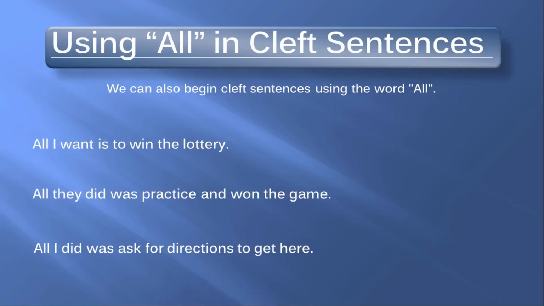We can also start our sentences using the word all in cleft sentences. We use all when we are talking about some sort of wholeness or completion in the action. We can form these by placing the word all in the beginning of the sentence and then followed by a noun phrase and the verb be, then the rest of the sentence emphasizing the action. We can see that in the second example sentence, all they did was practice and won the game. We can see that the emphasized action is practice and won the game, while all they is talking about the team themselves. How would you use all in a cleft sentence?